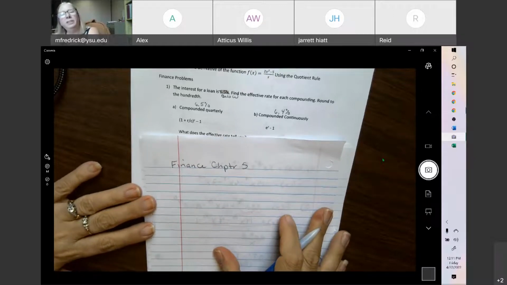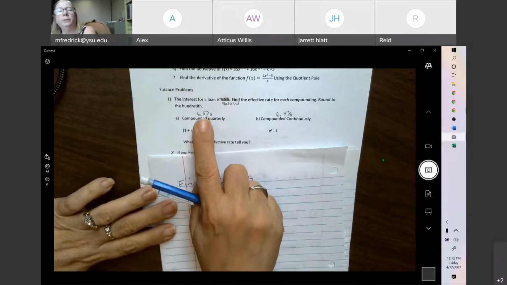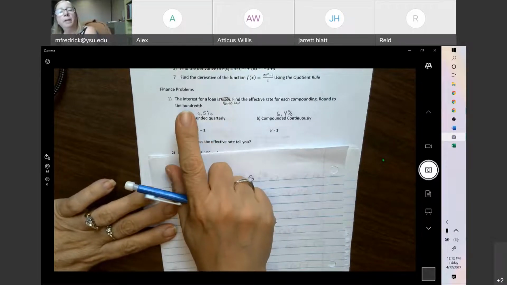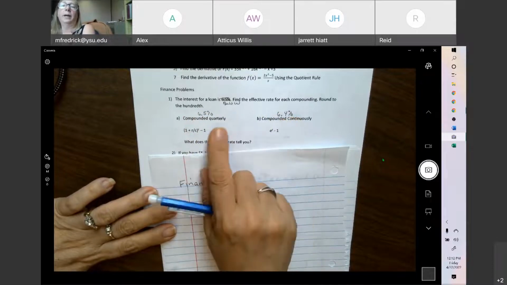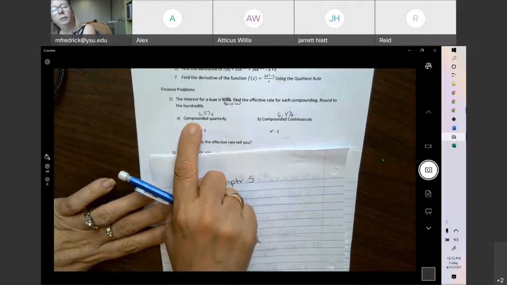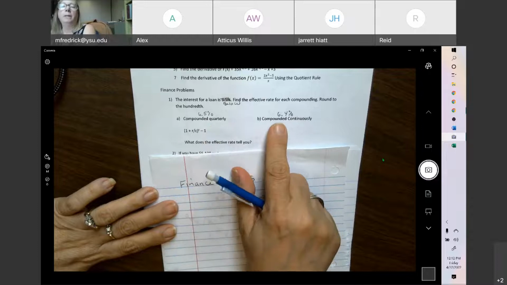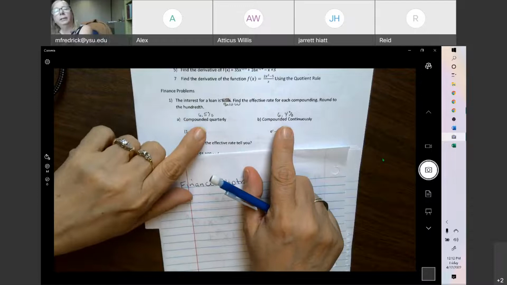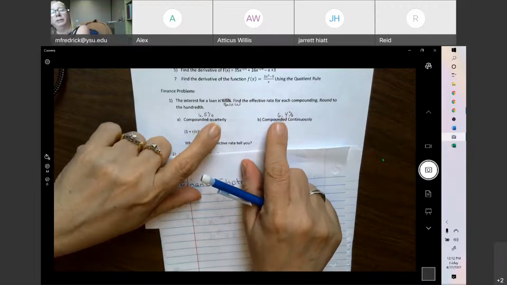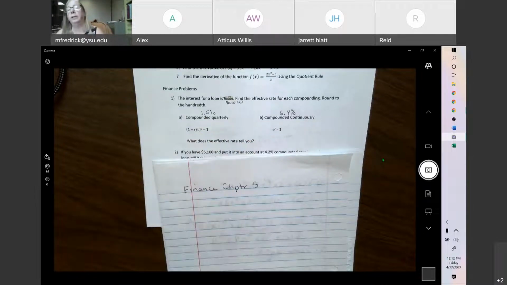Oh, and this one, I changed it a little bit because I think it's easier for you to understand effective rate if we look at different ones. For the interest for a loan, find the effective rate for each compounding, round to the 100th. In the first one, we're going to do 6.5% compounded quarterly. And in this one, we're going to do 6.4% compounded continuously. Because when you're looking at different percents compounded at different amounts, it's hard to compare them. But if we find the effective rate, then we can compare them more accurately.